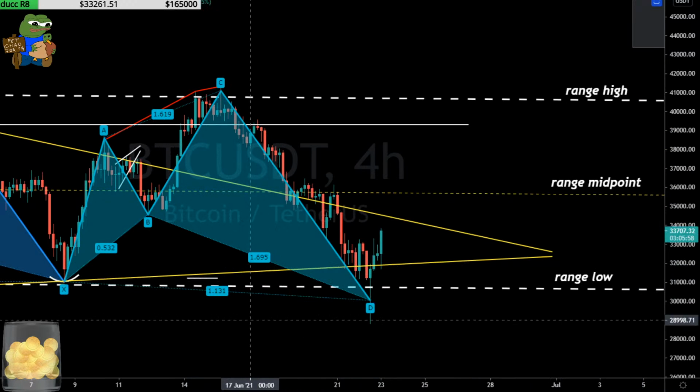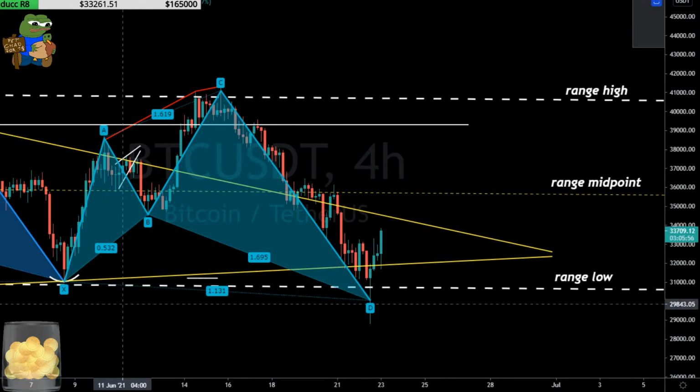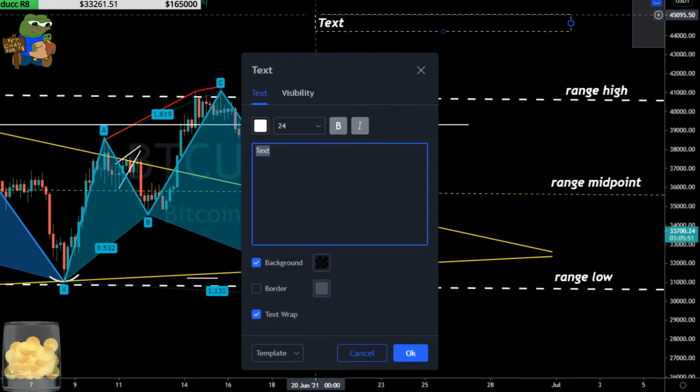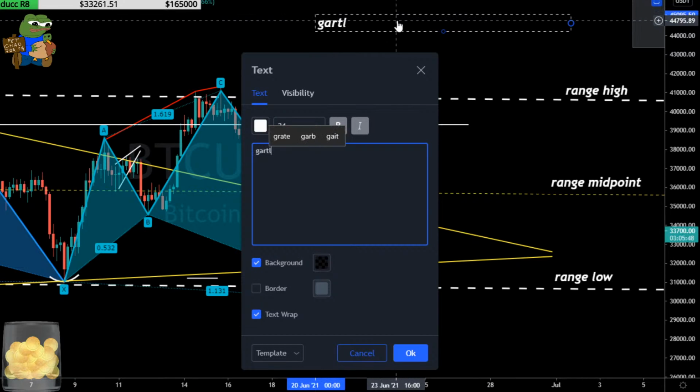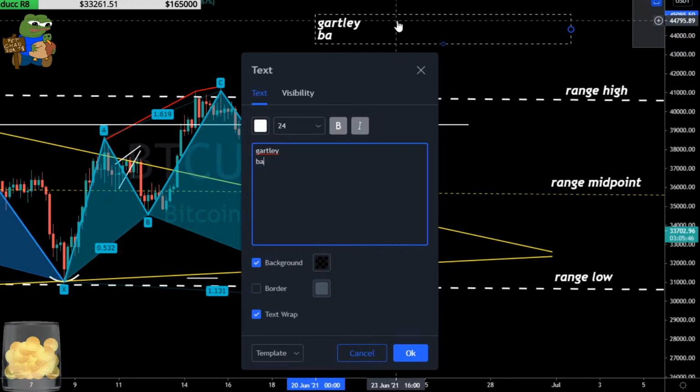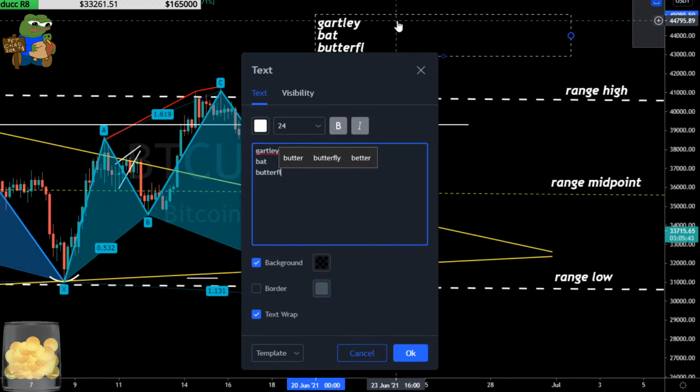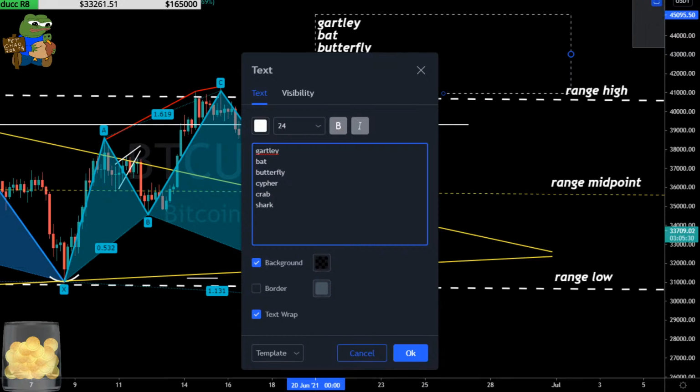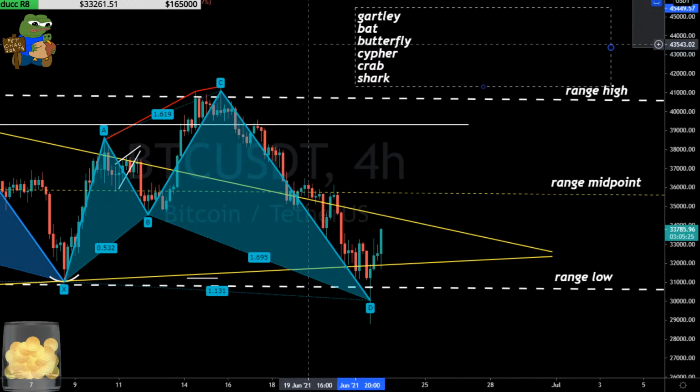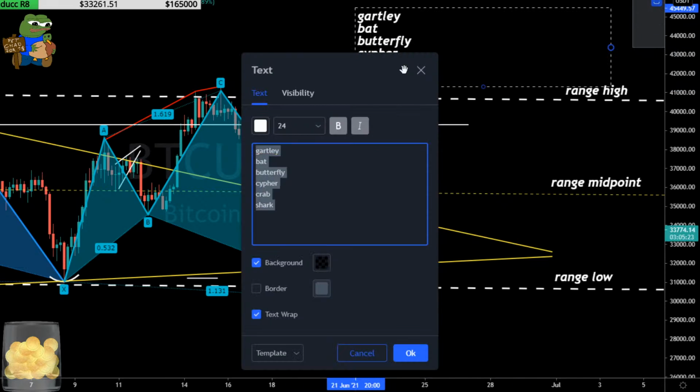Reason being, this is the trickiest of all the harmonics, okay? There's not a lot of them. We could go through it here. You have a Gartley, you have a bat, you have a butterfly, you have a cipher, you have a crab, and you have a shark, okay? That's it. There's not a ton of patterns here that we're concerned with, right?